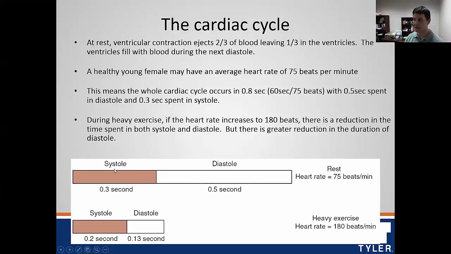And we can see that here. So here is rest, 75 beats per minute. Systole, about 1/3 of a second. Diastole, this relaxation or filling time, is about half a second. In heavy exercise, we can only shorten the contraction phase a certain amount, and therefore we lose a lot more time in our diastole.